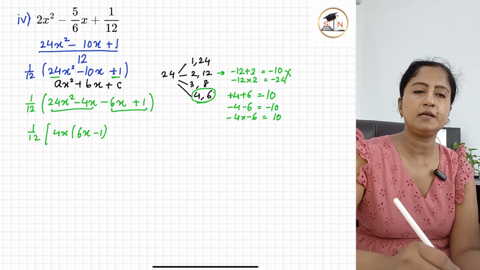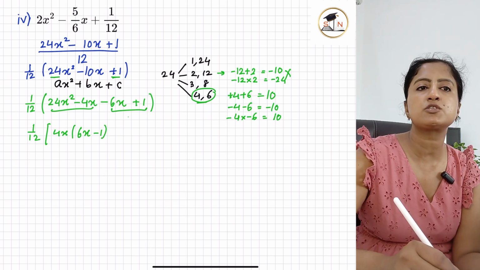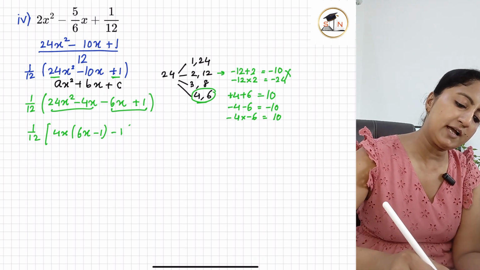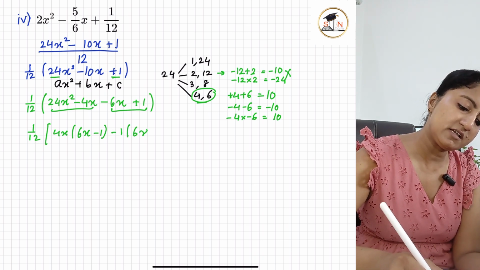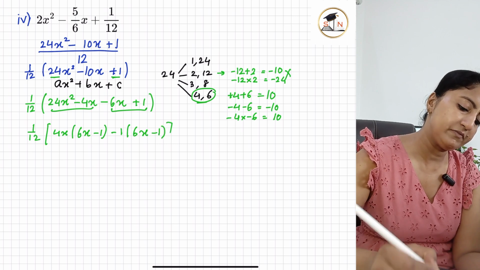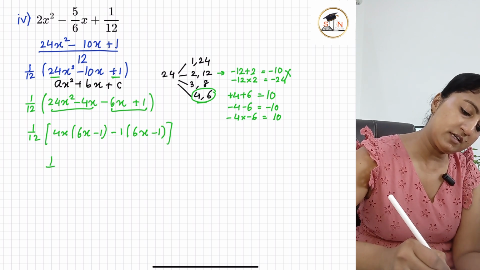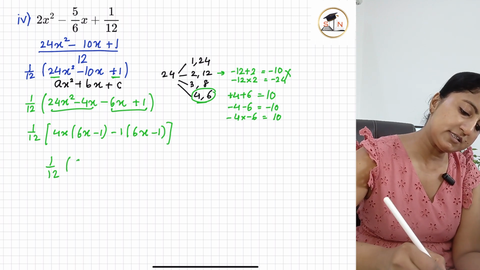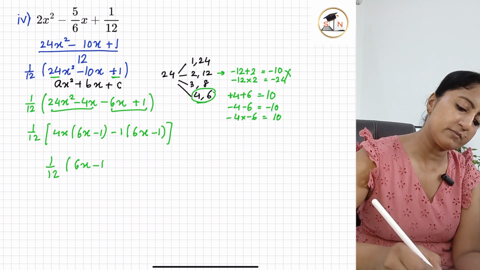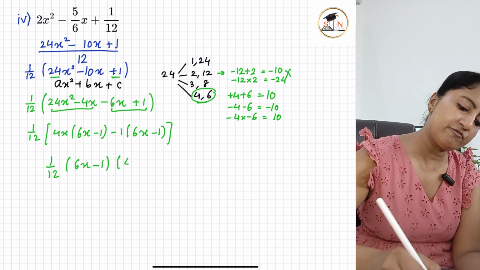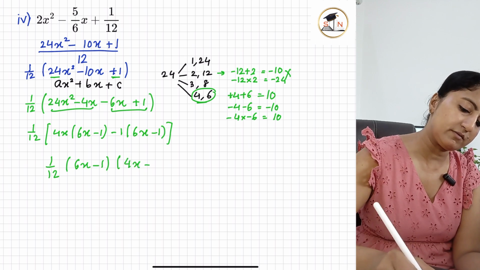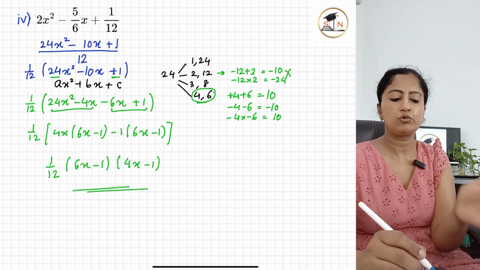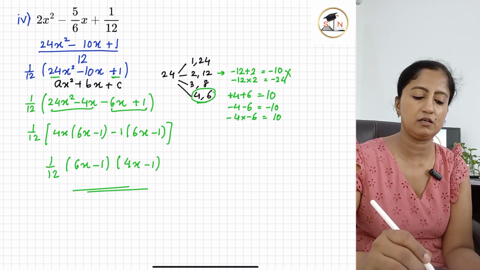Now, in the second pair, again we have got just 1 as a common factor, but a negative 1. And that leaves you with 6x minus 1. The final answer: 1 over 12 outside, and the pairs 6x minus 1 and the other one as 4x minus 1. So this is your final answer. Please do not forget to write 1 over 12 outside over here.